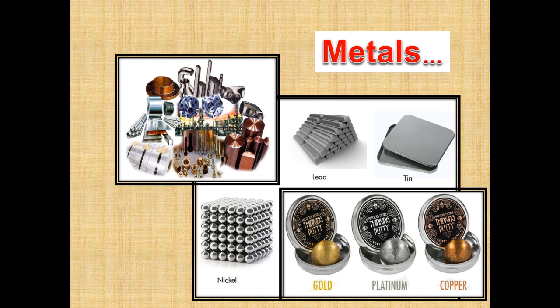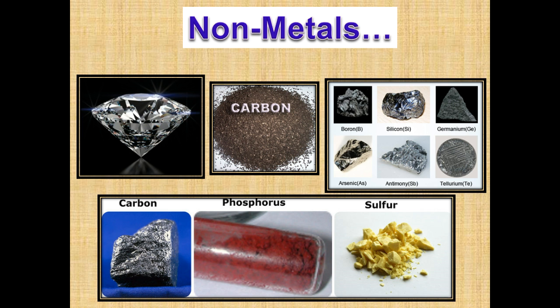Now we will see some metals like steel, lead, tin, nickel, gold, platinum and copper, and many more. Then we will discuss non-metals like diamond, carbon, phosphorus, sulfur and other materials.